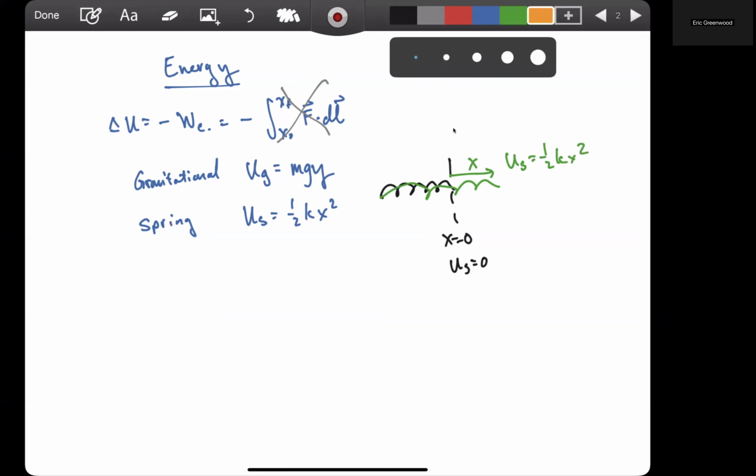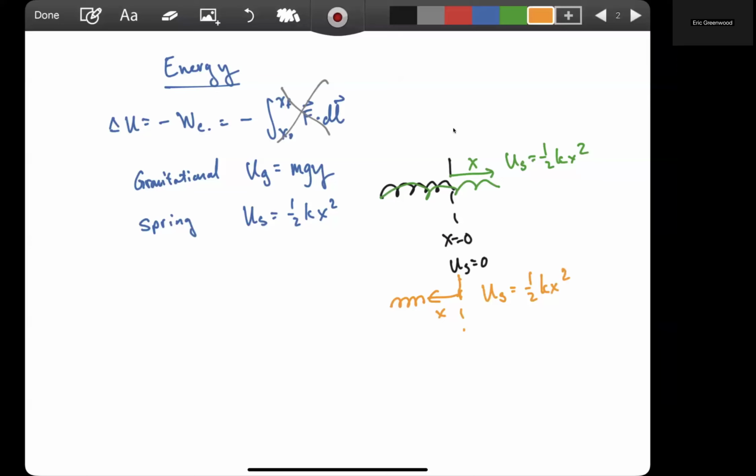Or if I compress it, so here's my equilibrium position, and it's compressed by an amount of x, then again we get our spring potential equal to 1/2 kx squared. So it doesn't matter if it's elongated or compressed, the potential energy is basically the same. It's just the direction of the force that would be different, but since we're dealing with energy, we just don't care. So good. Now we have kinetic energy and potential energy, where potential energies are the potential to do work. So these guys can do work.